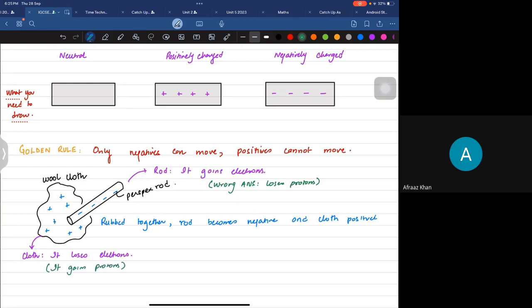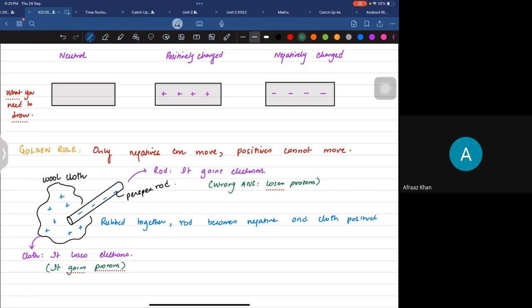The reason is that, as you might have learned in chemistry, protons live in the nucleus. Electrons are free to move, protons are not. So protons can never move. Either electrons are going to come in and be in excess, or they're going to go out and cause the protons to be in excess. That's how the charge is there.